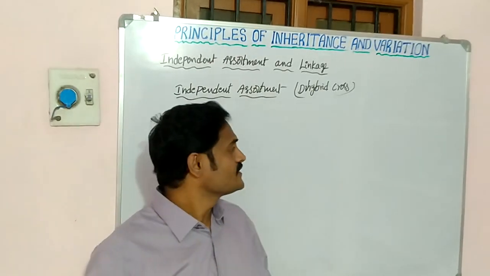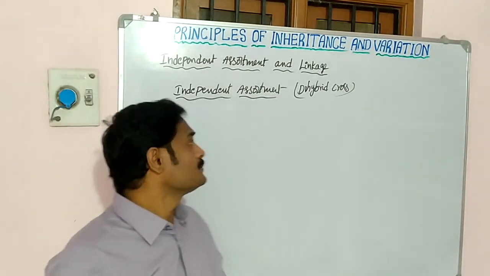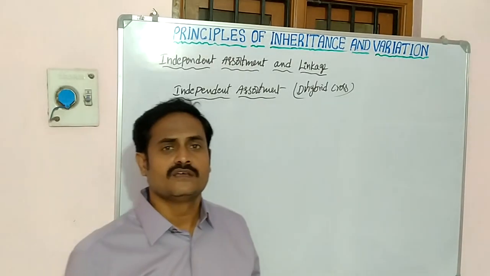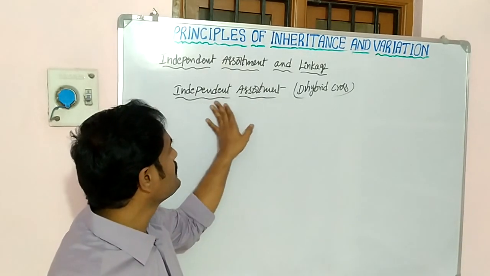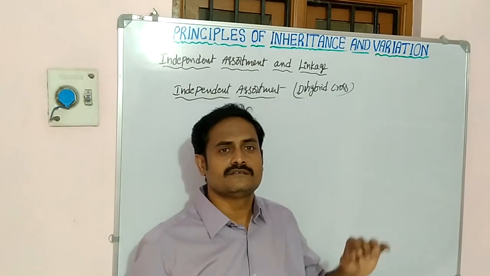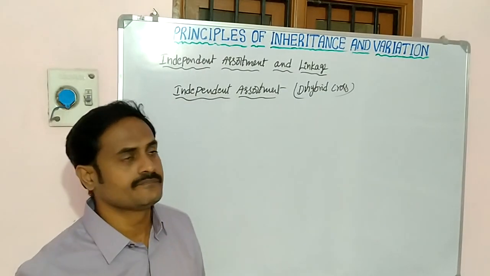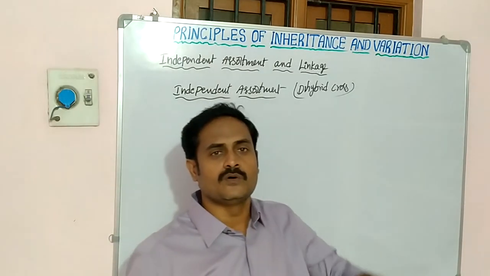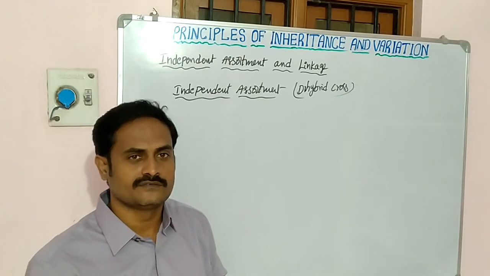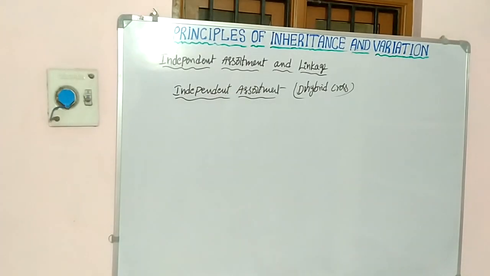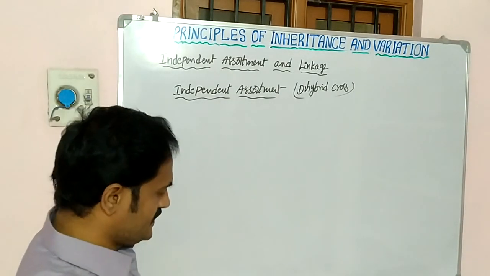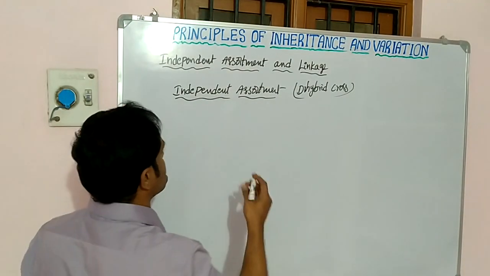Good evening, students. Today I am going to discuss independent assortment and the dihybrid cross. I already discussed independent assortment, the experiment conducted by Mendel. But in this video I am going to discuss how new characters evolve, what kind of genetic makeup will form in the next generation. So that is important.